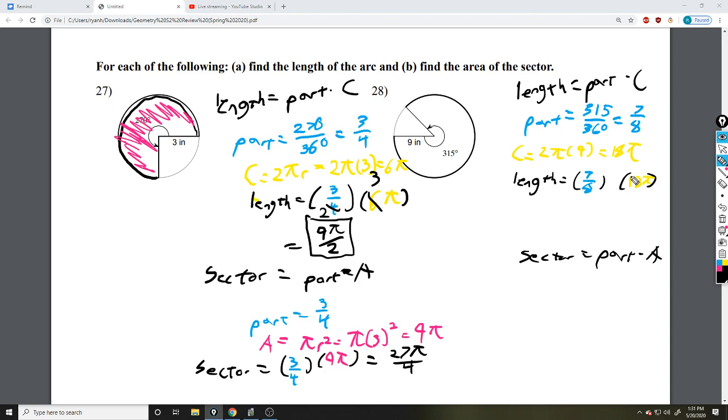Again, we're going to see what cancels. Let's see. This is divisible by 2. This is divisible by 2. So 4 down here and a 9 up here. 9 times 7 is 63 pi over 4. Boom.